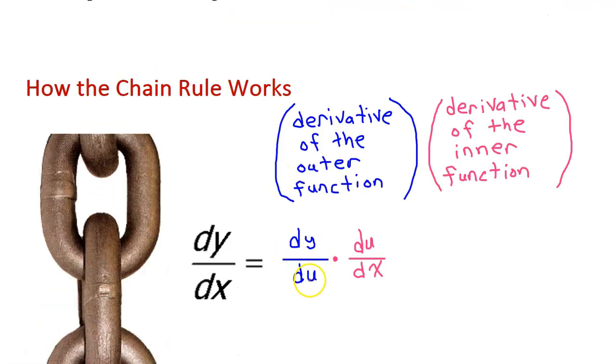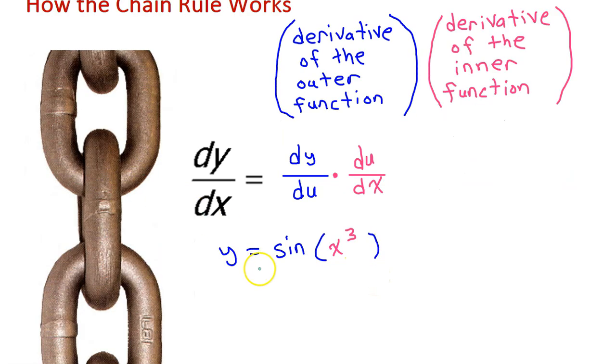If we call the inner function u, then the derivative of the outer function will be dy du, the derivative of the function with respect to the inner function. And the derivative of the inner function, since we're calling the inner function u, will be the derivative of u with respect to x. For example, if y equals the sine of x to the 3rd power, we have this function inside of another function.